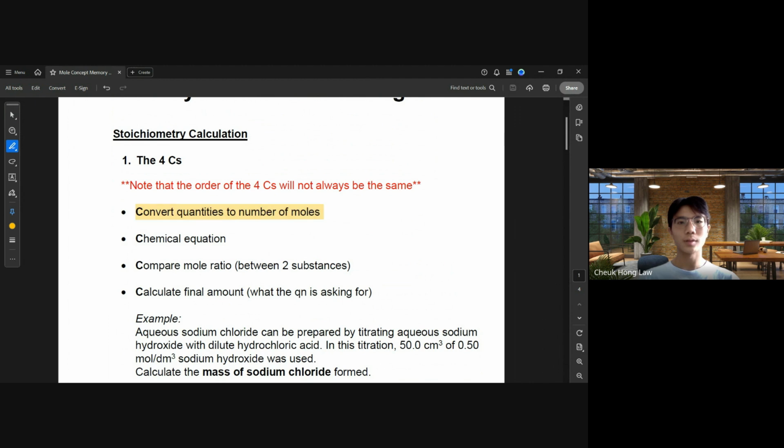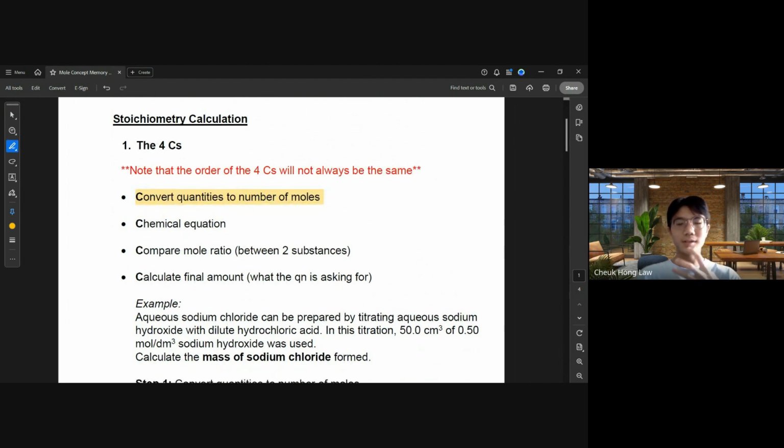First, you convert quantities to number of moles. Whatever quantities the question gives you, like the mass or the concentration, you convert it into number of moles if you can, regardless of what the question is asking for. Then the second thing is to write the chemical equation. There will be a reaction, usually between two substances, so you write the chemical equation of that.